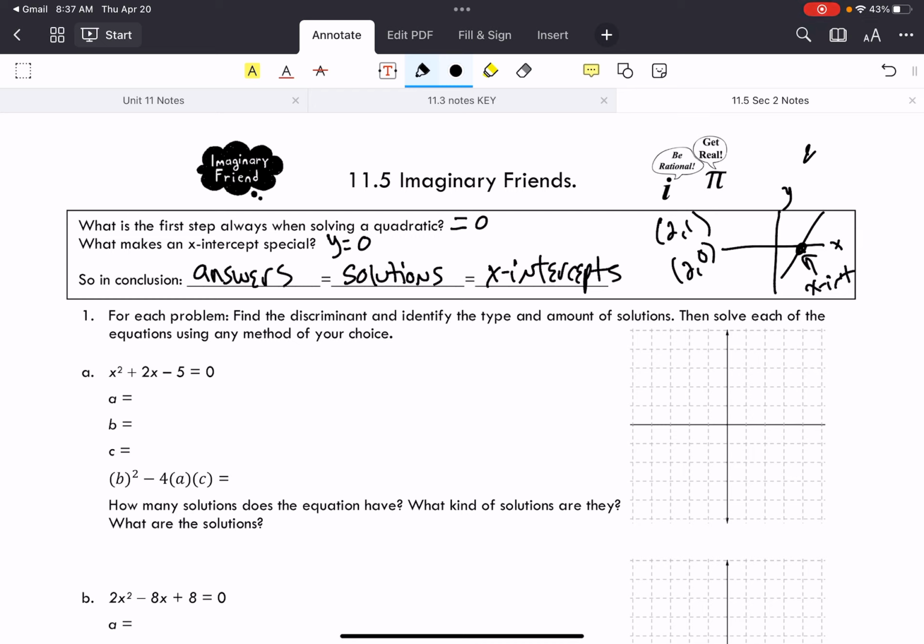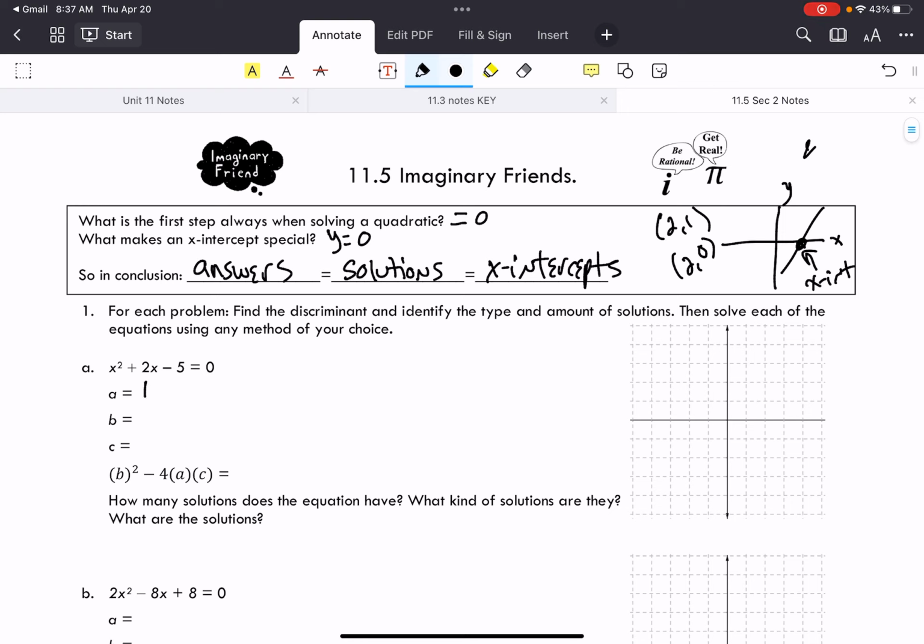Everybody good? Okay, so let's find the discriminant for 1a here. So what's a? The number in front of the x squared. Good. What's b? And c? Good. Now find me your discriminant.